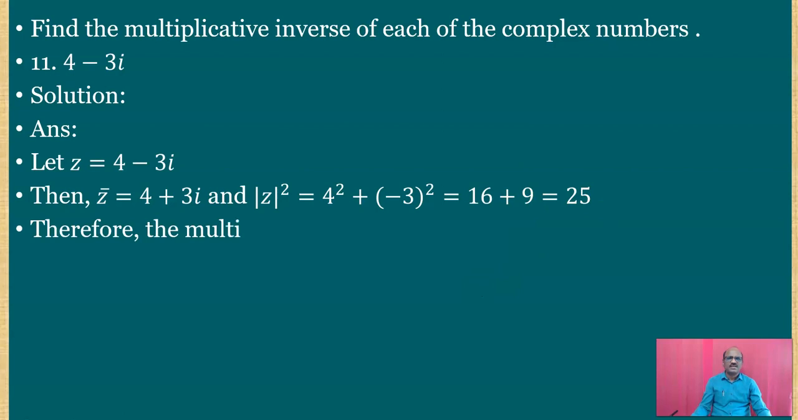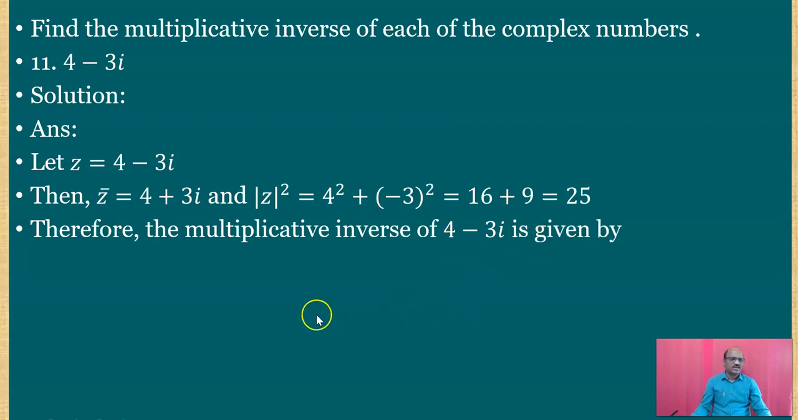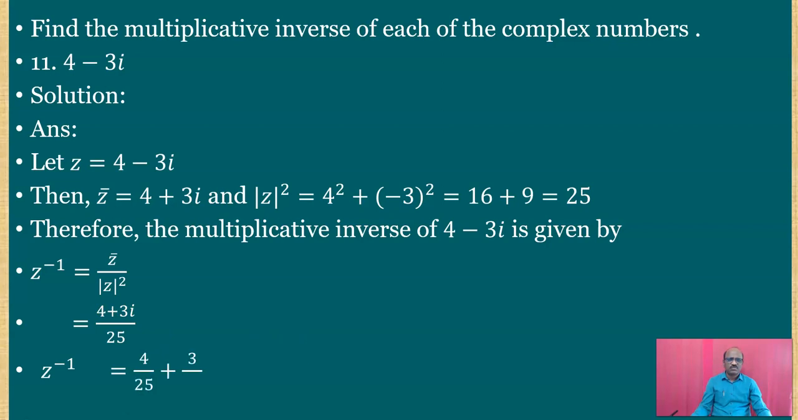Therefore, the multiplicative inverse of 4 minus 3i is given by z raised to minus 1 is equal to z bar upon mod of z square, that equals 4 plus 3i upon 25. This is the multiplicative inverse: 4 upon 25 plus 3 upon 25i.